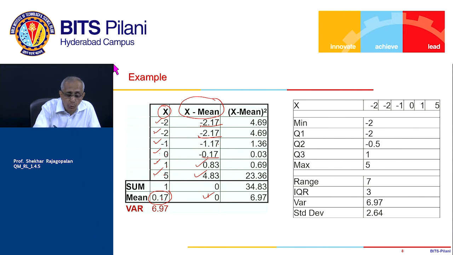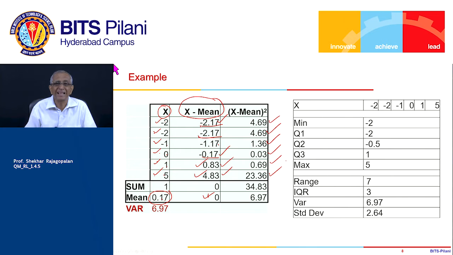Therefore, this 2.17 squared is 4.69. Similarly, the second one is also 4.69. 1.17 squared is 1.36. And -0.17 squared is 0.03. 0.83 squared is 0.69. And 4.83 squared is 23.36. I add them all up, I get 34.83. And remember now, to compute the variance, I must divide by the sample size minus 1.